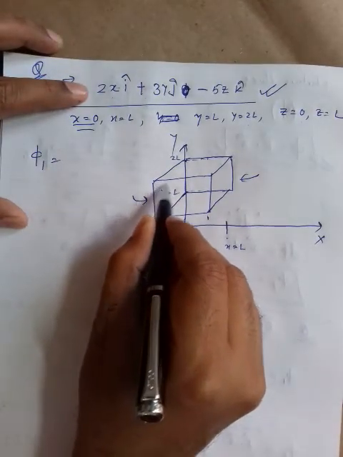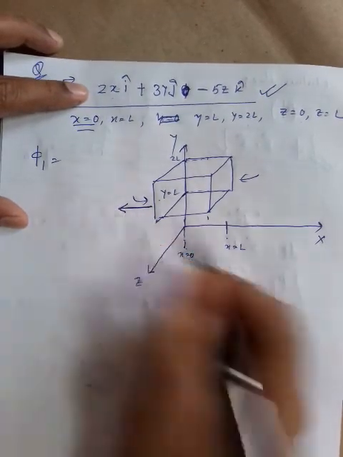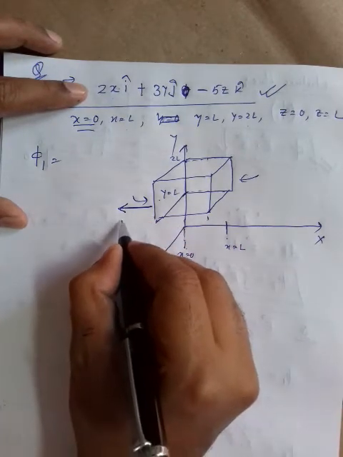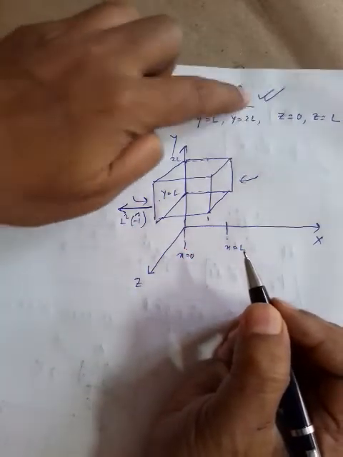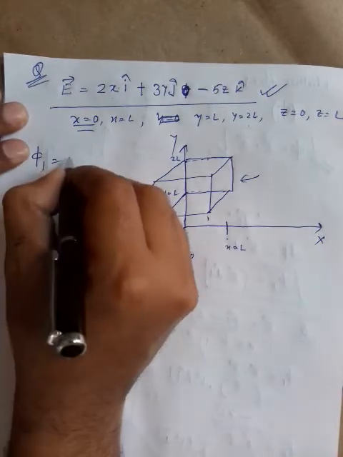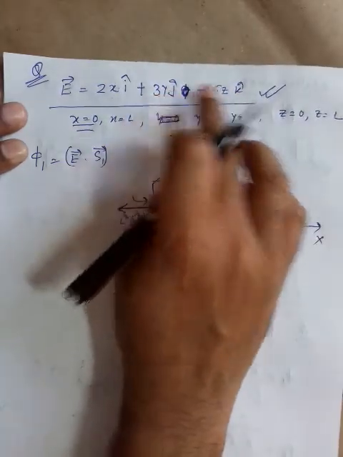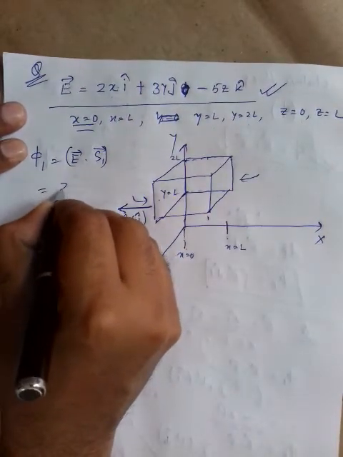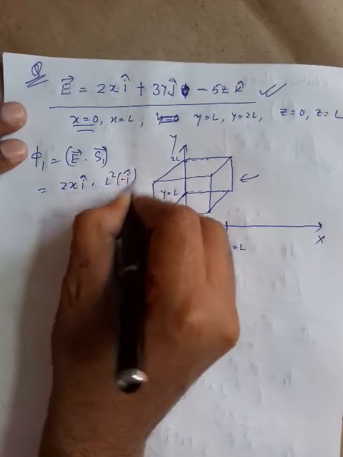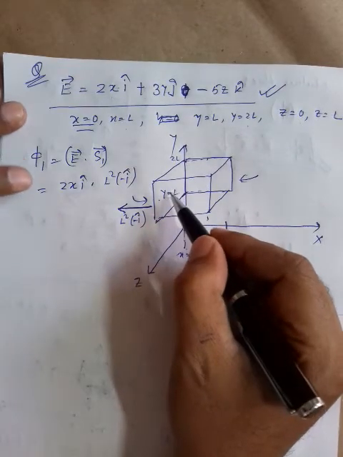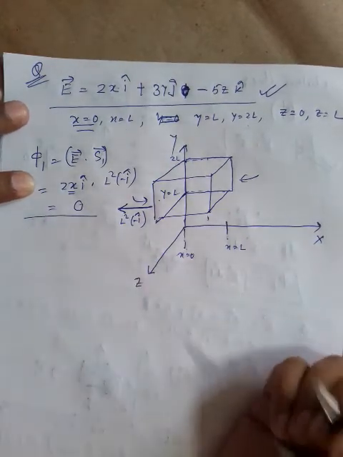This surface, if you consider, meaning this one, the area will be towards the left. Clear? As the area is towards left, the vector for this area is L square minus i cap. The j cap and k cap will cancel. So I am writing electric field dot area. These two are not going to contribute, so I am not going to consider them. Electric field is 2x i cap, dot area L square minus i cap. The first surface is x equal to 0, so the flux on the first surface is 0.